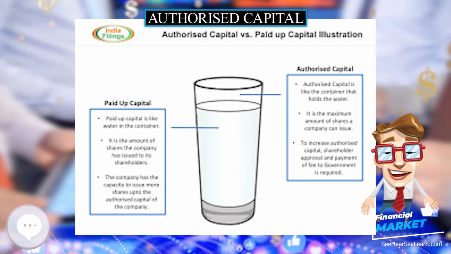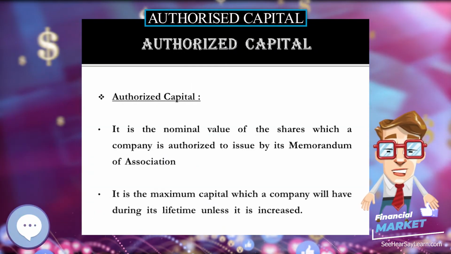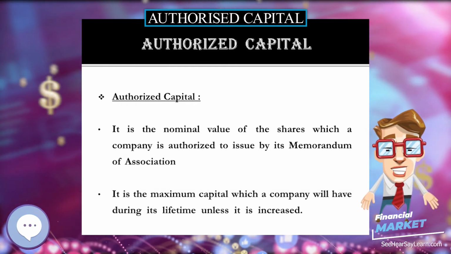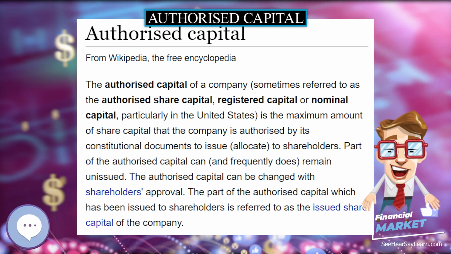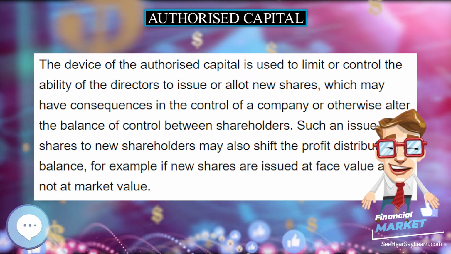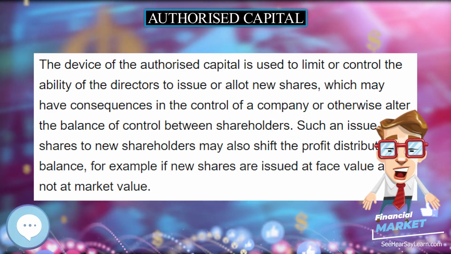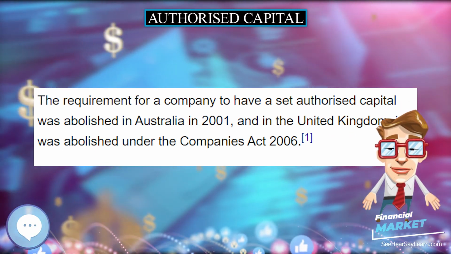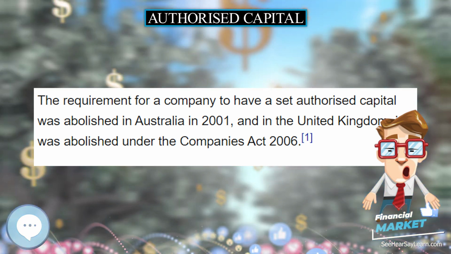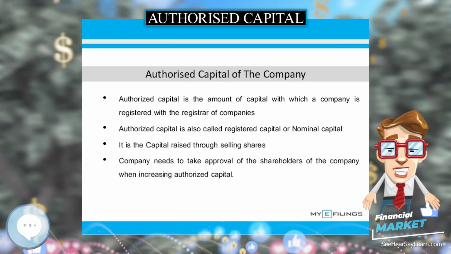Such an issue of shares to new shareholders may also shift the profit distribution balance, for example if new shares are issued at face value and not at market value. The requirement for a company to have a set authorized capital was abolished in Australia in 2001, and in the United Kingdom, it was abolished under the Companies Act 2006.